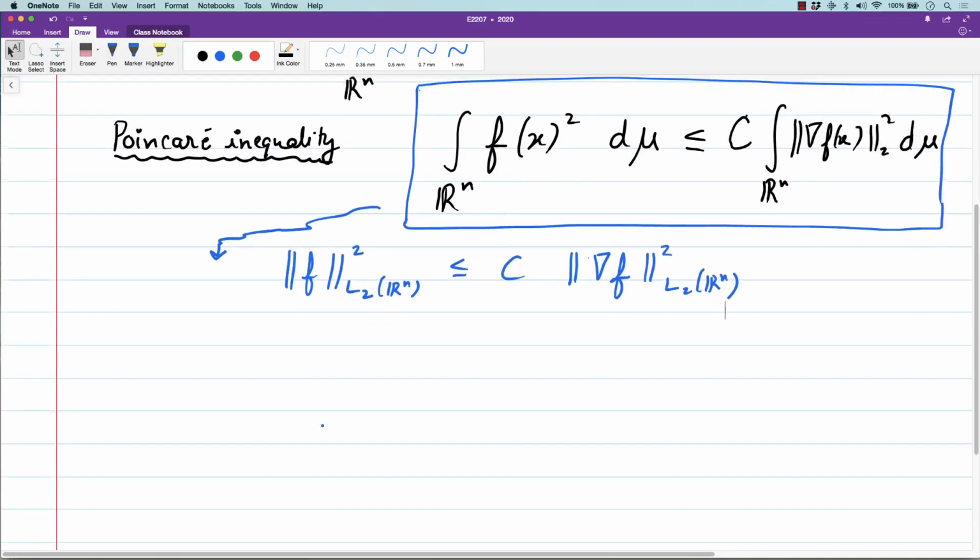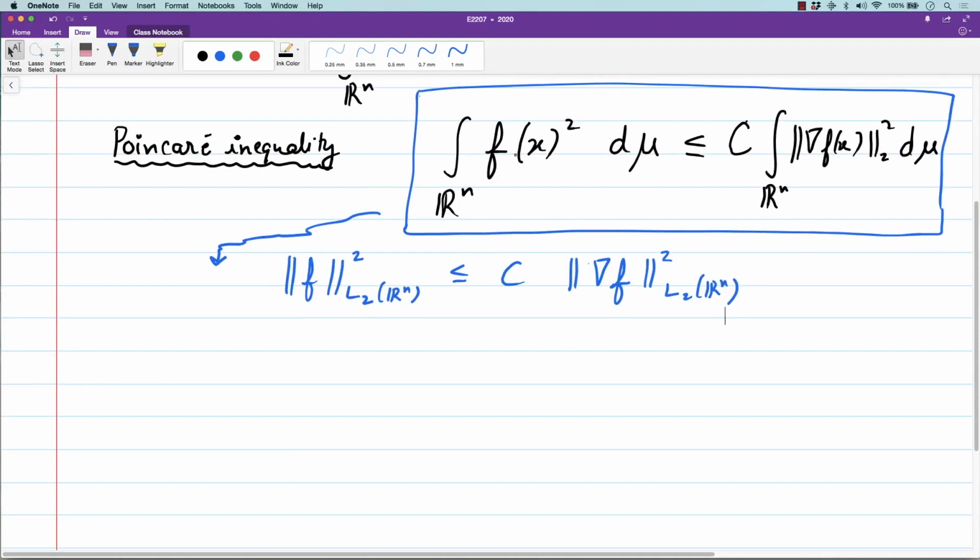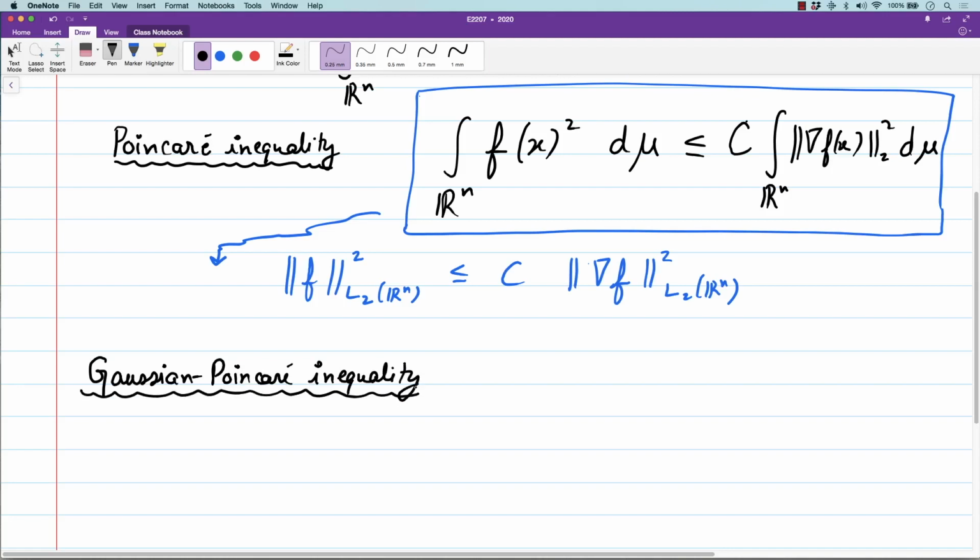The Gaussian Poincare inequality that we want to show says that a similar inequality holds when, instead of this Lebesgue measure mu, you consider a Gaussian measure on Rn. So that's the Gaussian Poincare inequality. Let me write the statement. Once again, f is a function from Rn to R, and it's continuously differentiable.